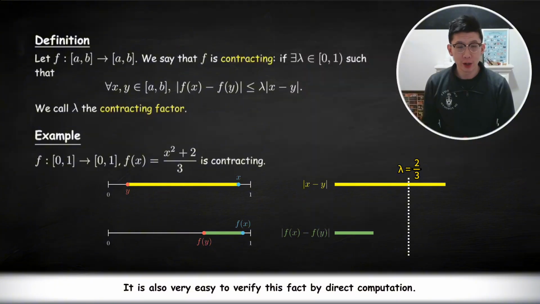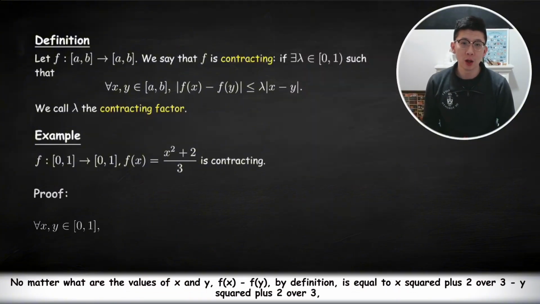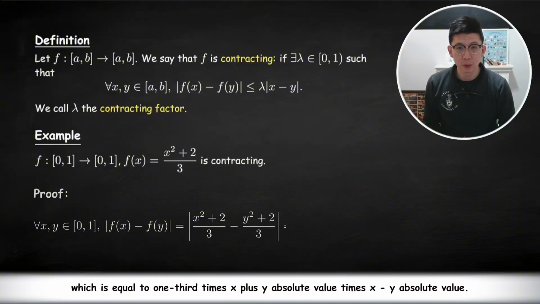It is also very easy to verify this fact by direct computation. No matter what the values of x and y are, f(x) minus f(y), by definition, is equal to (x squared plus 2)/3 minus (y squared plus 2)/3, which is equal to 1/3 times the absolute value of x plus y times the absolute value of x minus y.